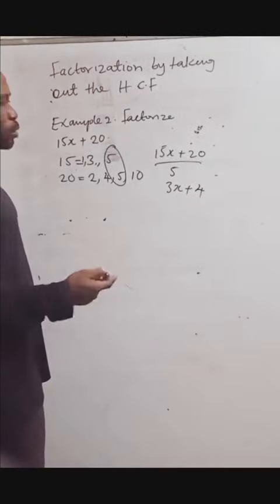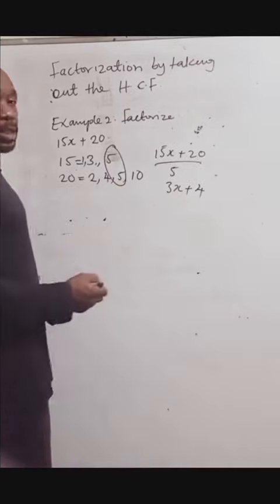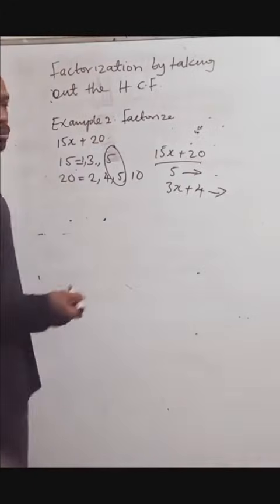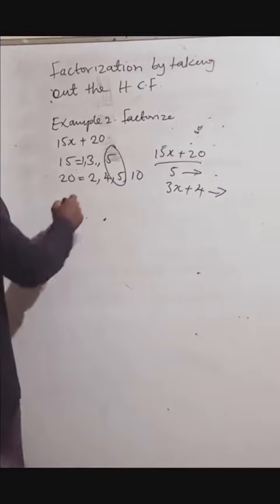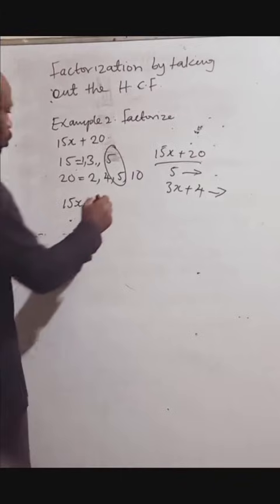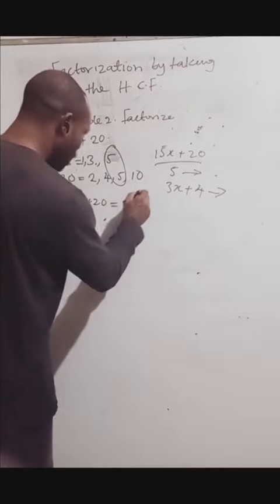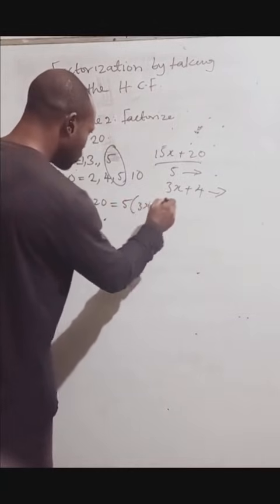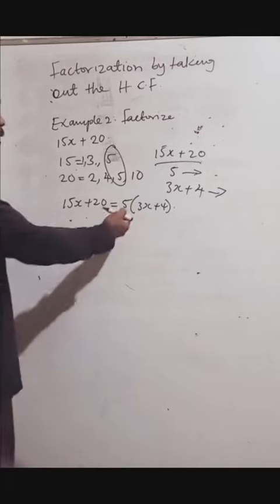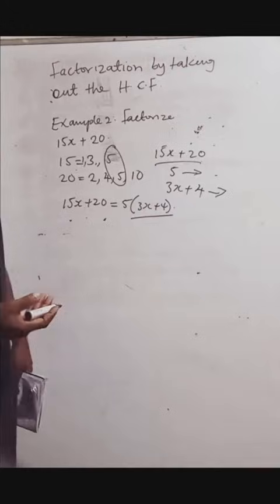So what have we done? We have successfully divided 15x plus 20 into two parts. This is the first part and this is the second part. So now, to factorize the value 15x plus 20, what it means is that we should now write 15x plus 20 as a product of 5 and 3x plus 4. So this is the factorized version of 15x plus 20.